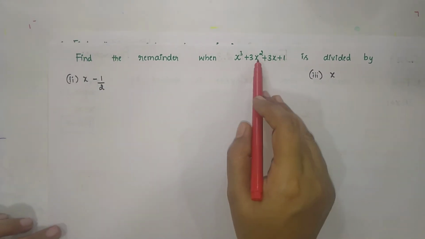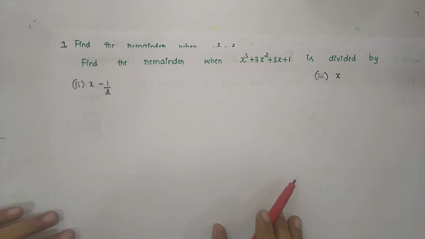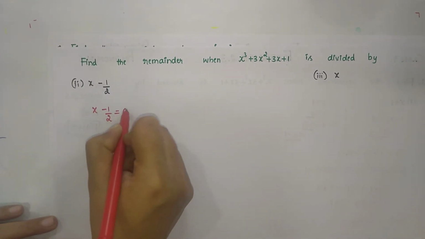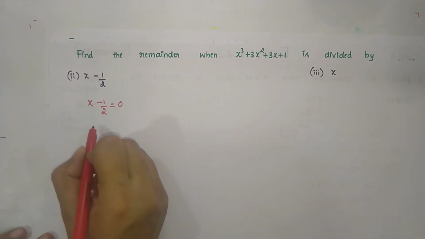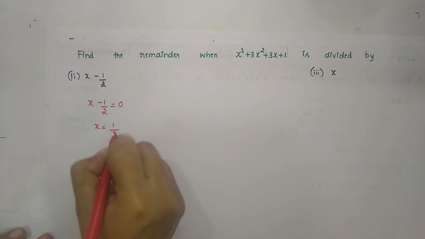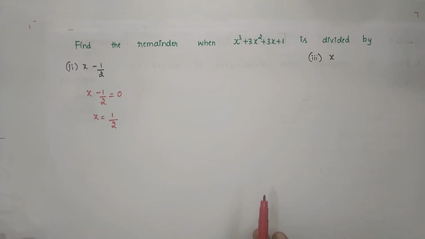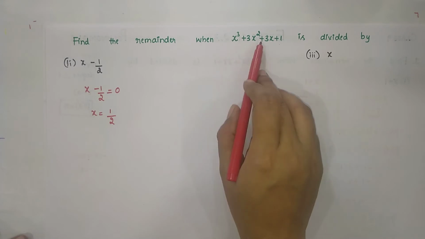That is dividing the polynomial by the linear polynomial x minus 1 by 2. So by equating x minus 1 by 2 to 0, as we did in the last problem, by taking minus 1 by 2 which is on the left hand side to the right side, we get x equal to 1 by 2. Now you have to substitute this value of x in this polynomial.